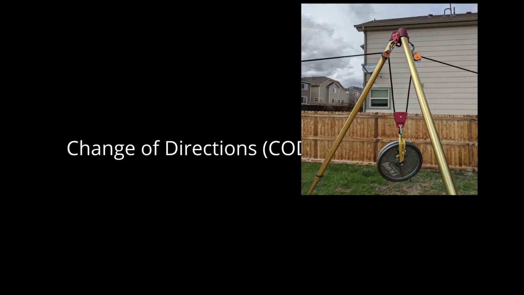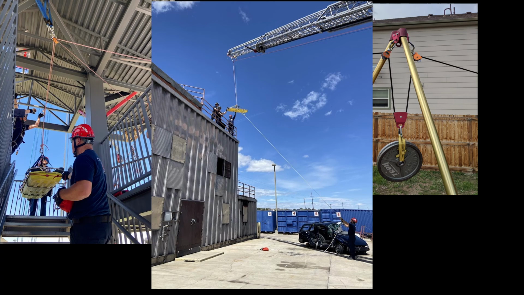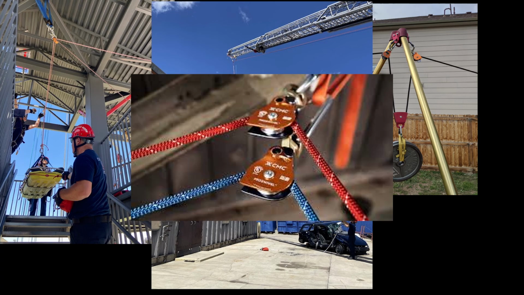This is a video about change of directions in rope systems. When in a rope rescue do we use change of directions? The answer is all over the place. Basically, anytime we are using a pulley, we're causing a change of direction, but in rope systems, we really only talk about them when the pulley is attached to an anchor instead of back to the rope.